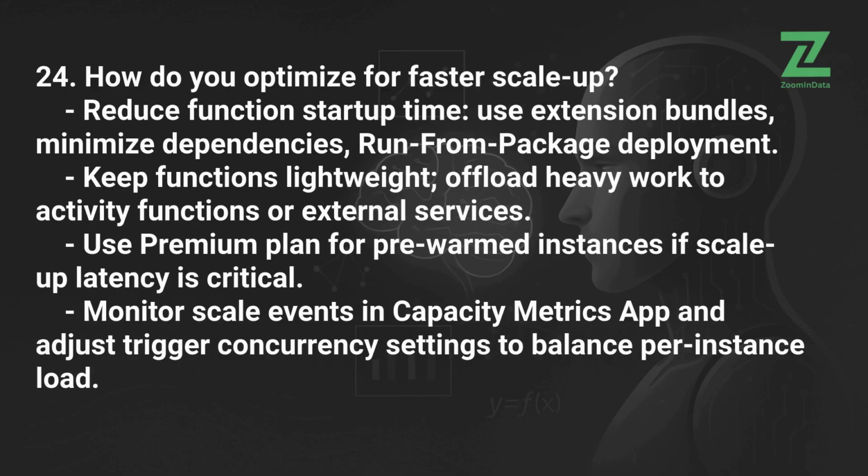Reduce function startup time. Use extension bundles. Minimize dependencies. Run from package deployment. Keep functions lightweight. Offload heavy work to activity functions or external services. Use premium plan for pre-warmed instances if scale-up latency is critical. Monitor scale events in Capacity Metrics app and adjust trigger concurrency settings to balance per instance load.